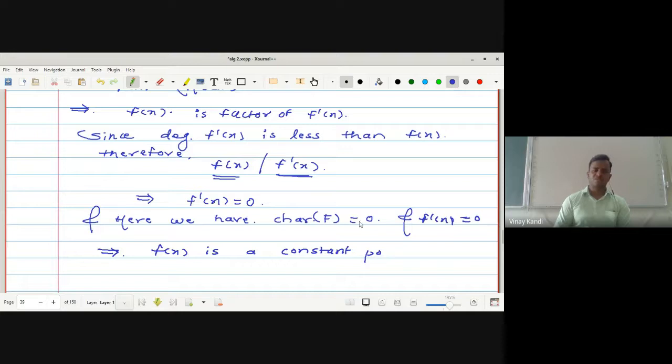If the characteristic of F is p, then f of x is in the form of g of x raised to p. But here the characteristic of F is 0, and also f dash of x is 0. Hence it implies f of x is a constant polynomial, which is a contradiction. Why? Since we have f of x is irreducible.